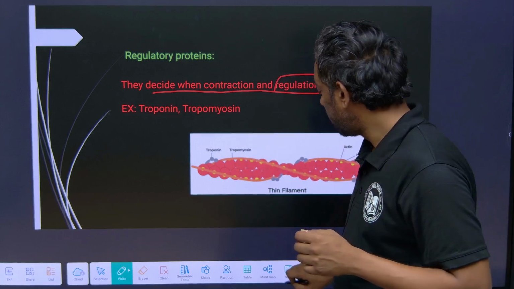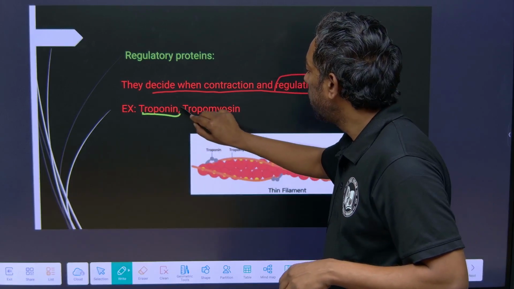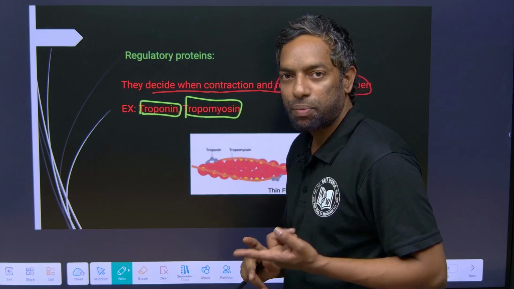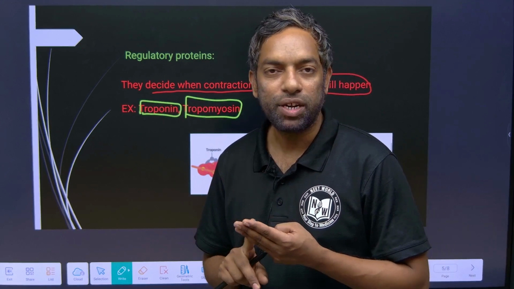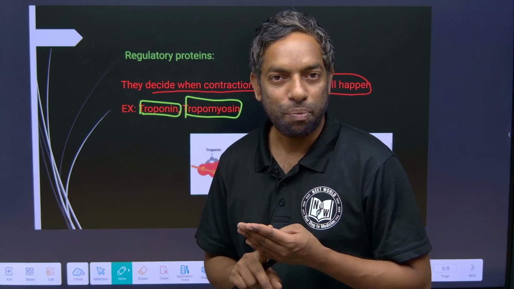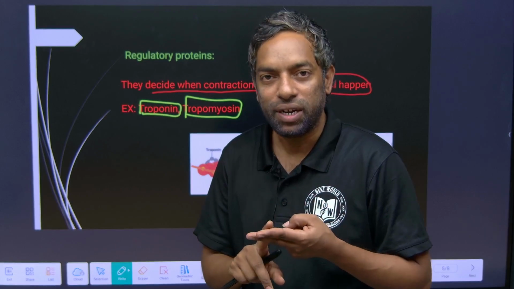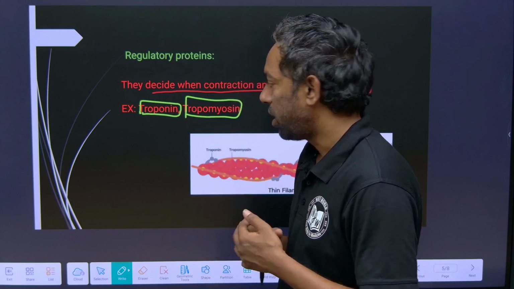There are two types of proteins: regulatory proteins, which are troponin and tropomyosin, and contractile proteins, which are actin and myosin. The regulatory proteins are troponin and tropomyosin. The contractile proteins are actin and myosin.